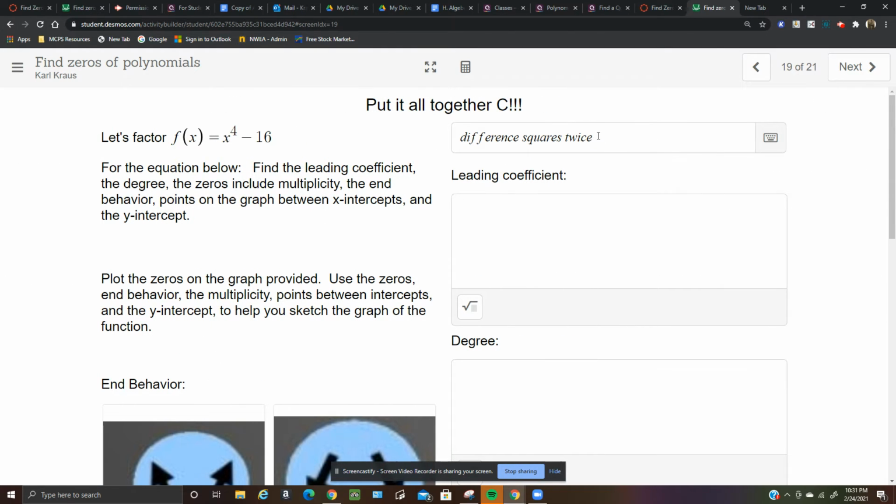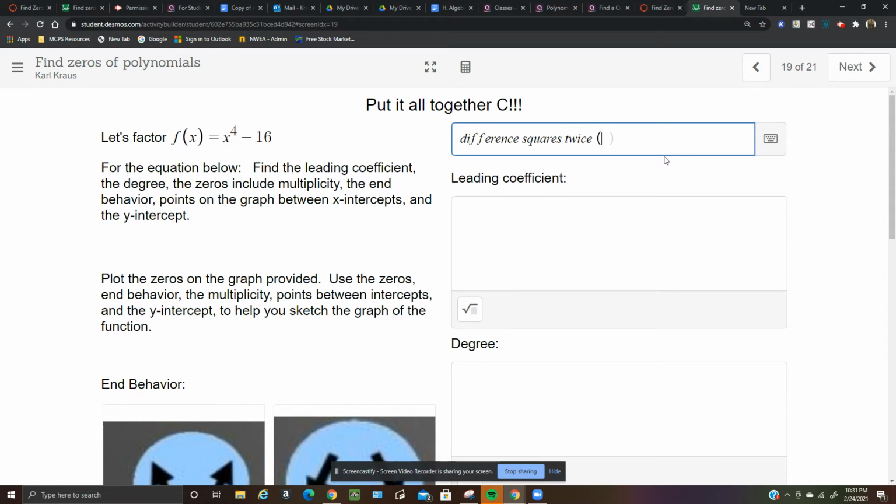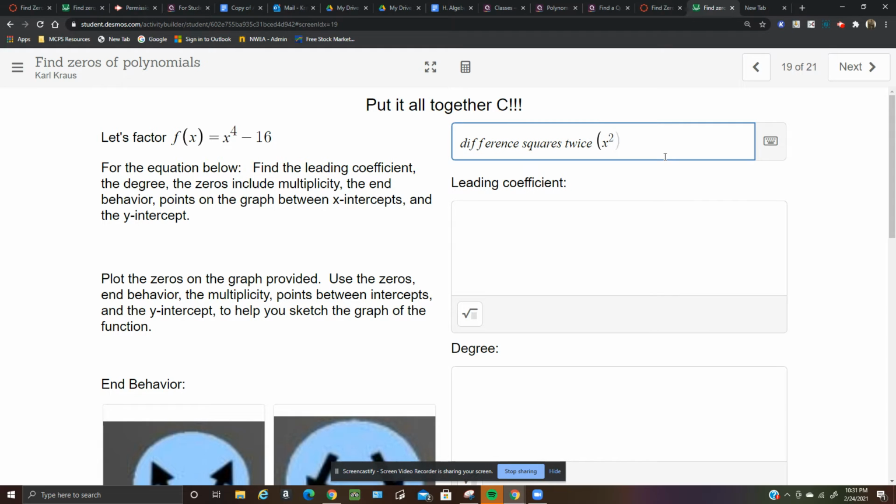And 19 is the difference of squares twice. So you have x squared minus 4 and x squared plus 4. And then the difference of squares again: x minus 2 times x plus 2 times x squared plus 4.